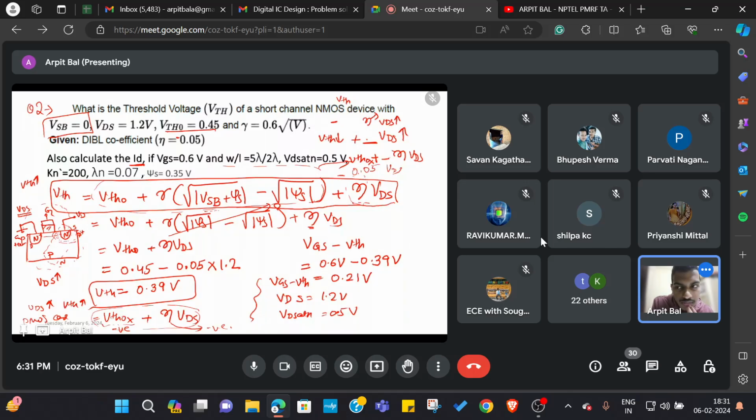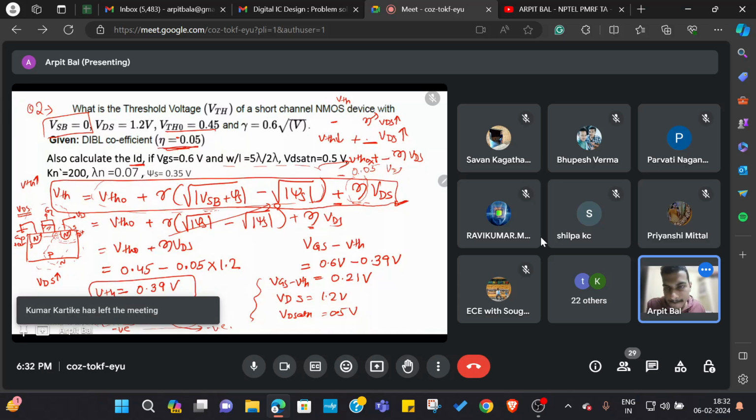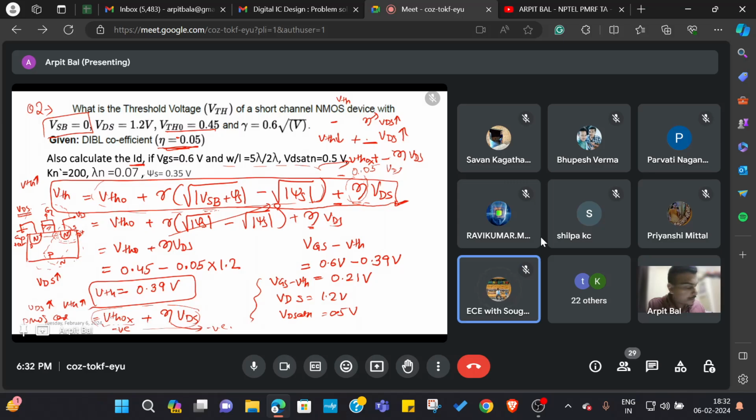Does that answer your query, Saugata? Yes, sir. But you said in the case of NMOS and PMOS, both eta would be negative. Yeah, if you use this unified formula. Okay, sir. But in the other formula there was a minus, and that's why I was confused. Oh, okay. Even in this question, if you take the minus sign here, what I did is I combined the minus sign into the eta itself.